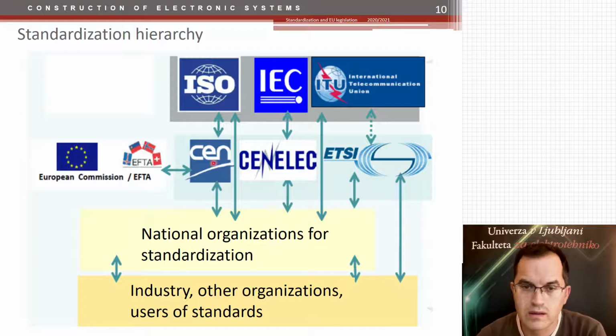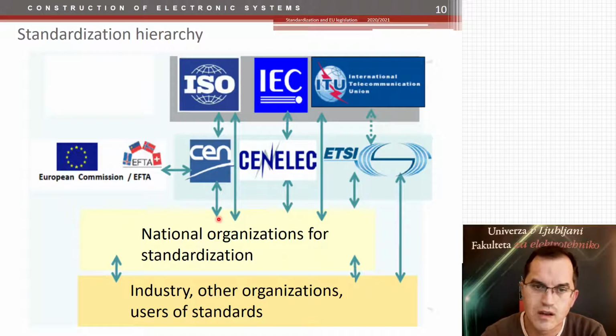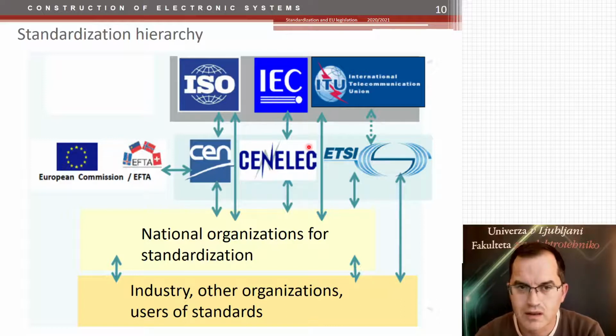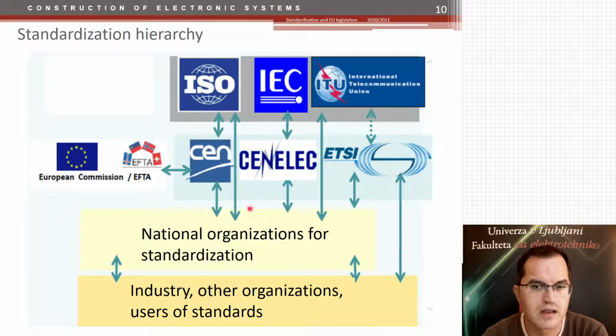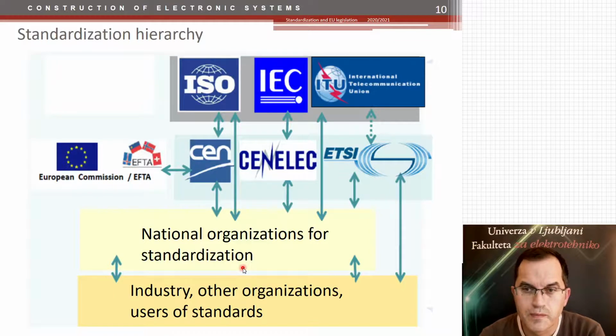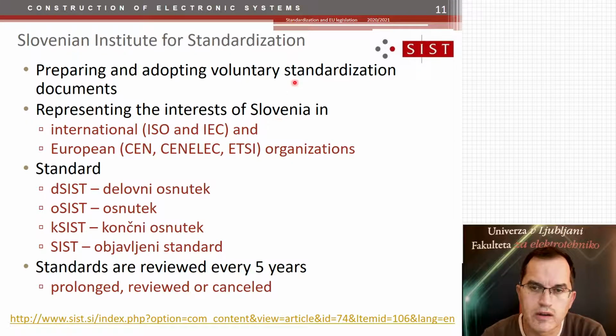Now, on the national level, each country has its own standardization organization, which more or less copies the standards from the EU, which are harmonized or, let's say, connected with worldwide standards here. The industry users and other organizations are then using these standards for product development. So in Slovenia, we have SIST, the Slovenian Institute for Standardization, which is preparing its own standards or adopting the international standards. They are representing the interests of Slovenia in these international and European organizations.